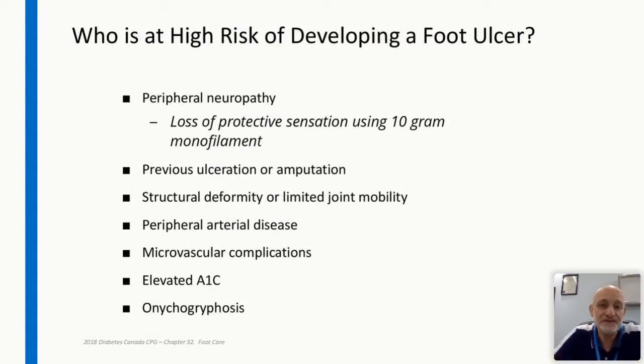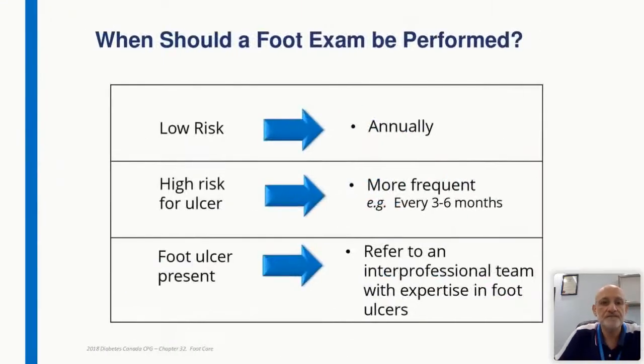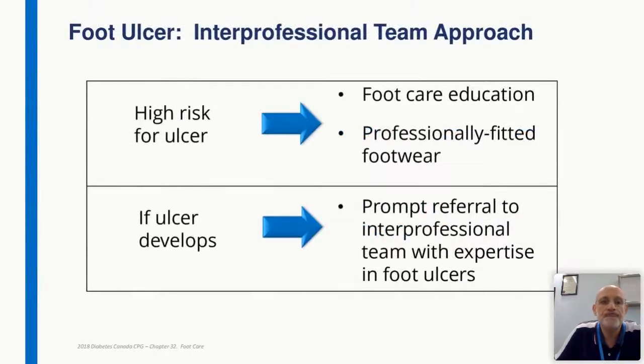Who are the high-risk patients? People with neuropathy, previous amputation or ulcer, people who have deformity in the foot, people who have major blood vessel problems in the heart or even in the legs, people with eye and kidney disease, people with high sugar, and people with a previous fungal infection. We talked about how often we should examine: low risk every year, high risk more often, every 3 to 6 months. People with a foot ulcer, you may have to see every 2 to 4 weeks.